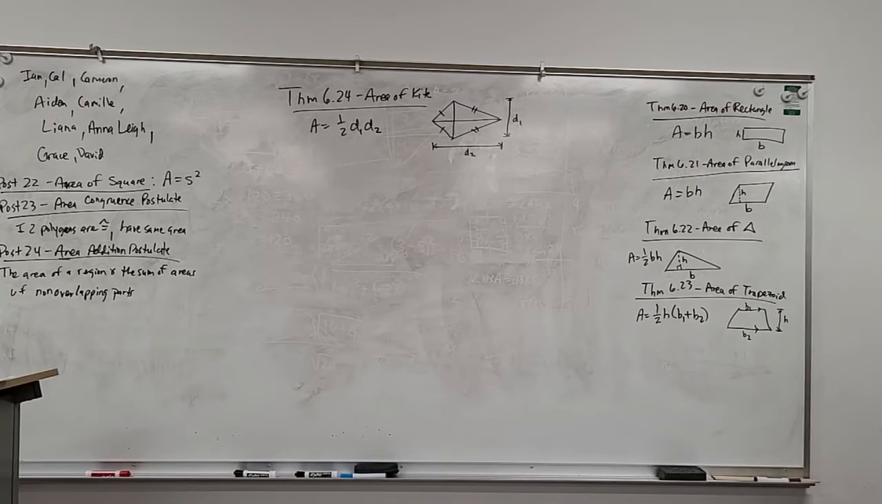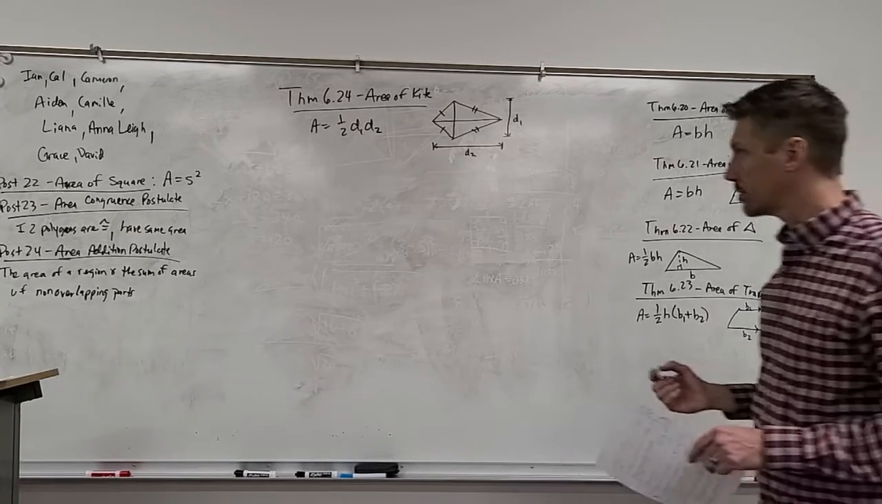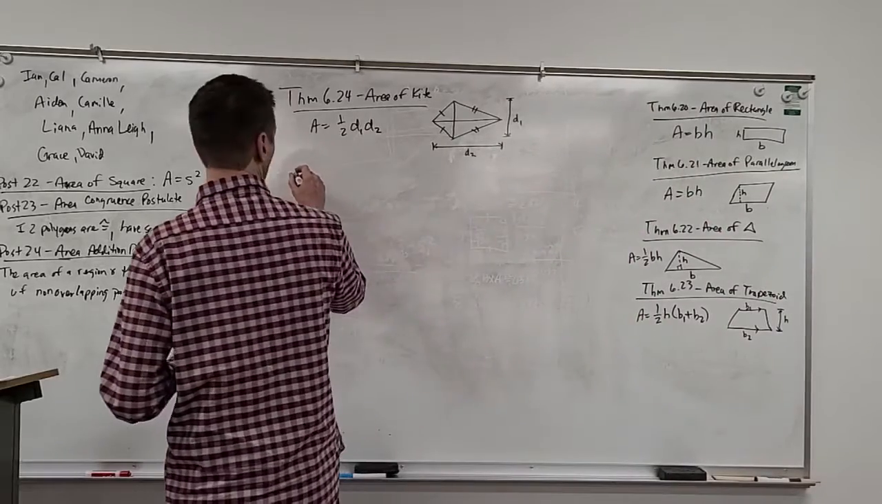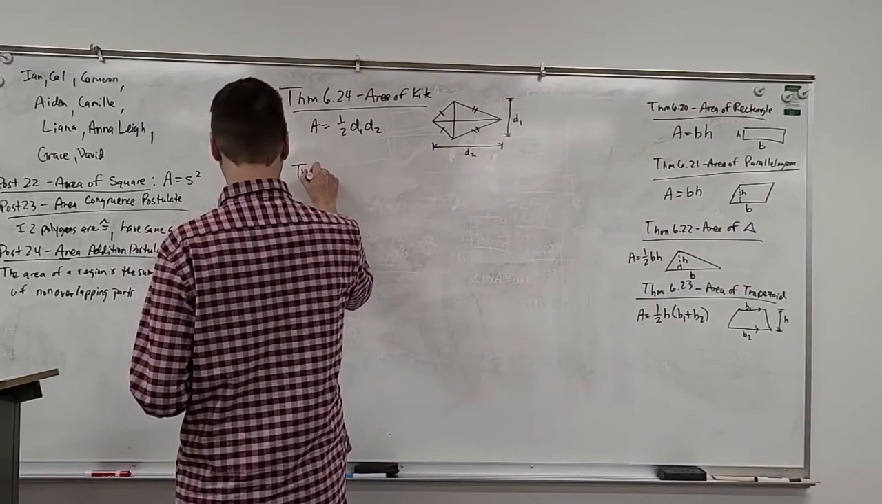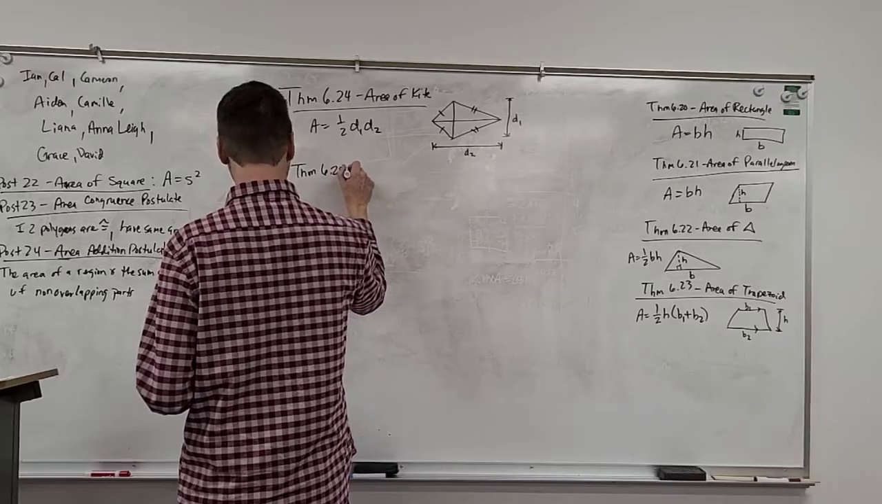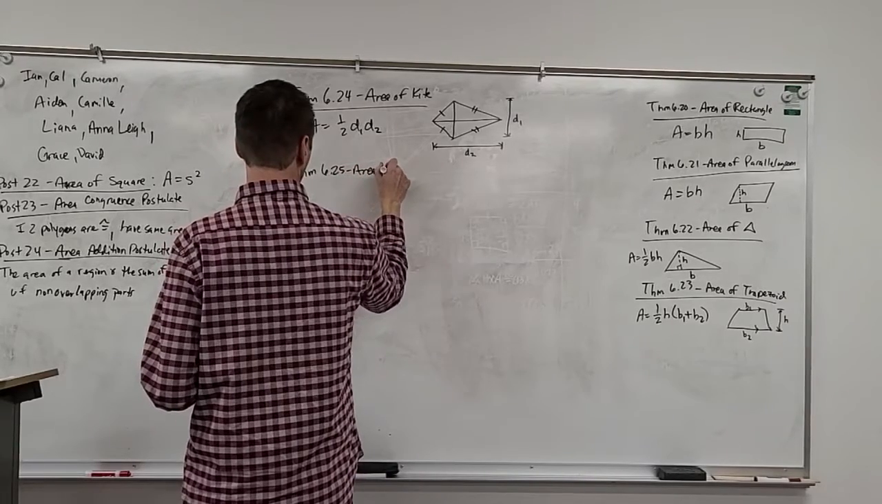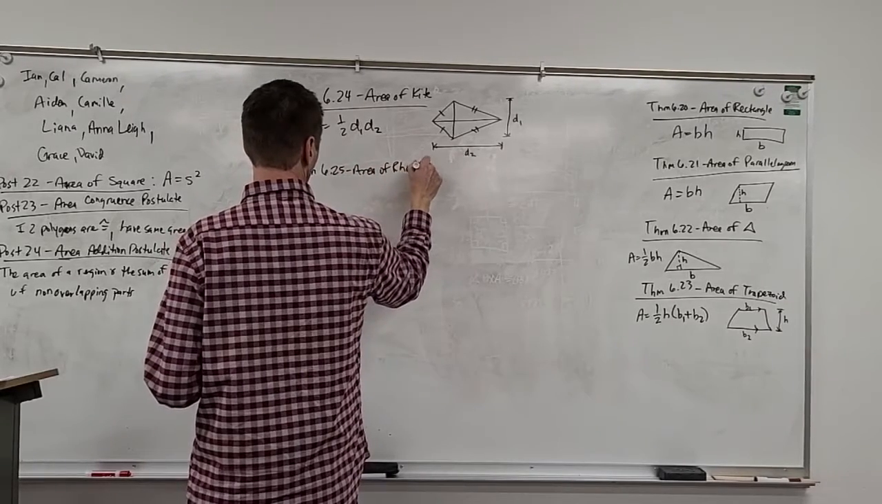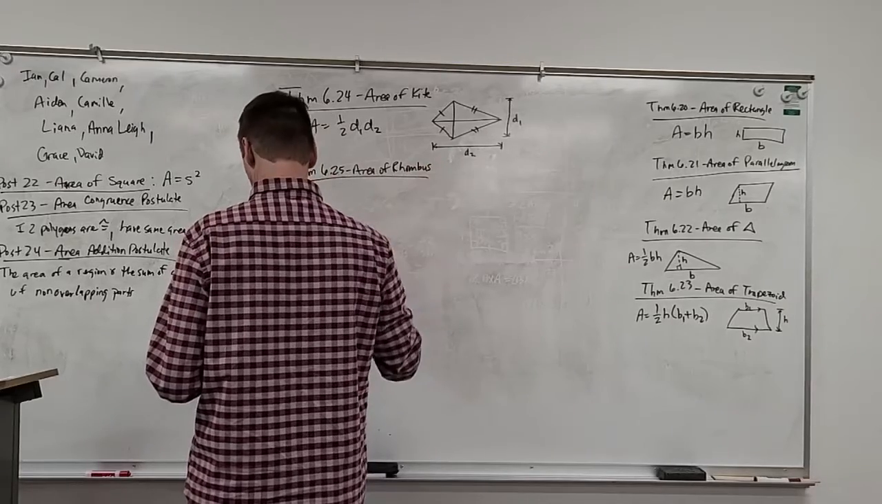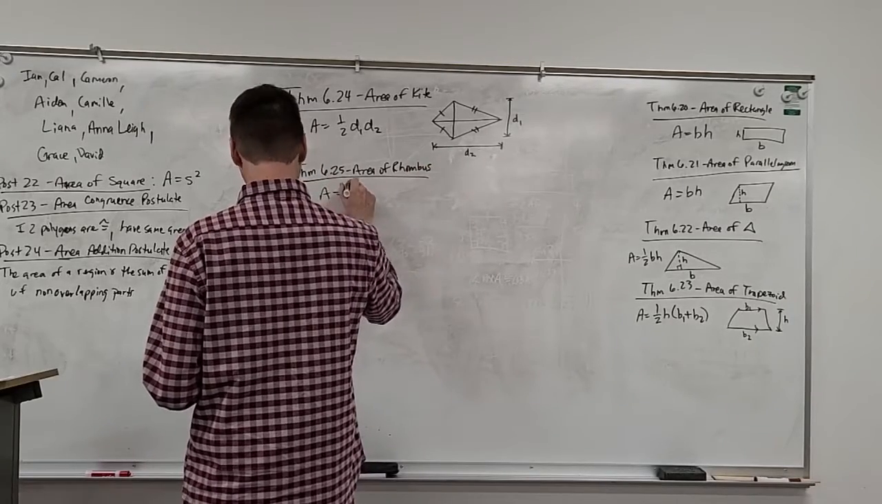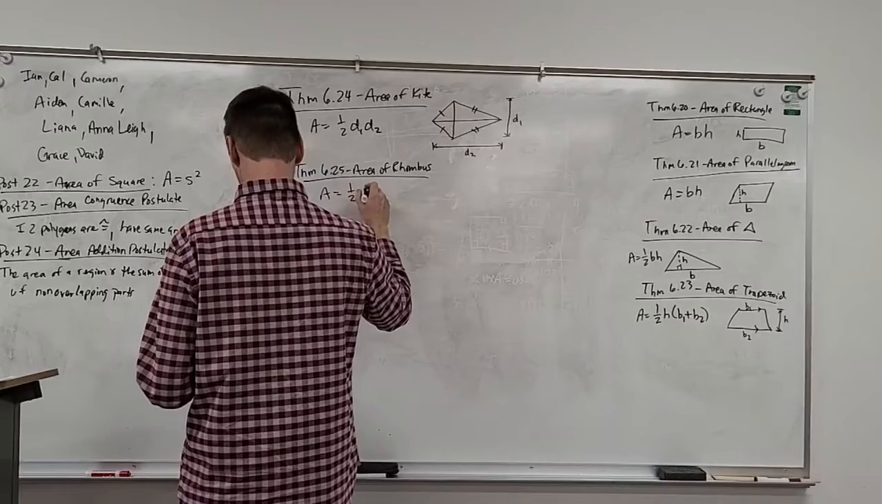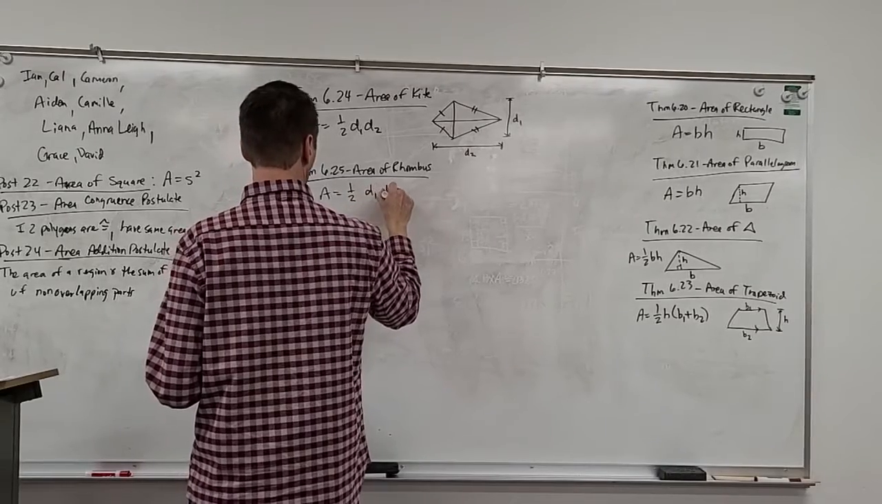And then we're missing one more figure that we need to find the area of our special quadrilaterals. Does anybody know what it is? Yes? Rhombus. We need to find the rhombus, right? So the area of a rhombus is theorem 6.25. Area of rhombus. And that is area equals 1/2 D1 and D2.